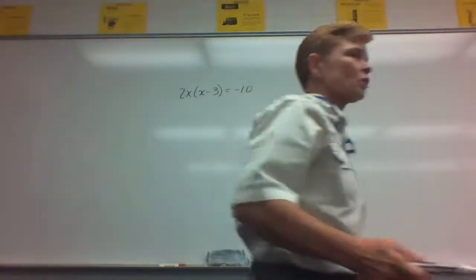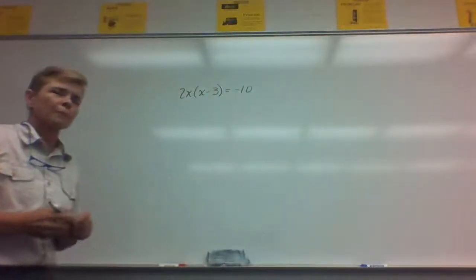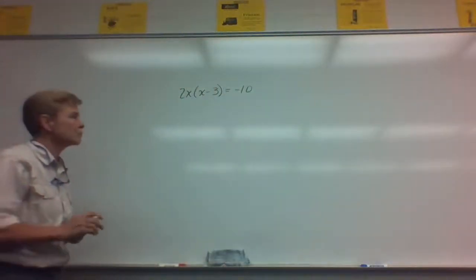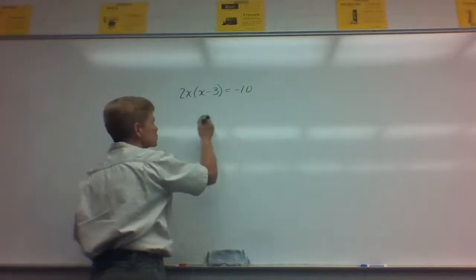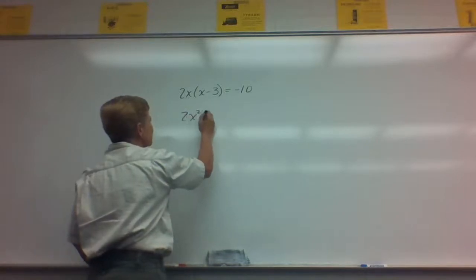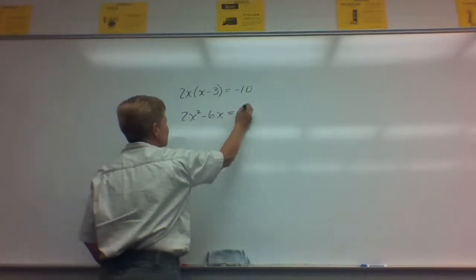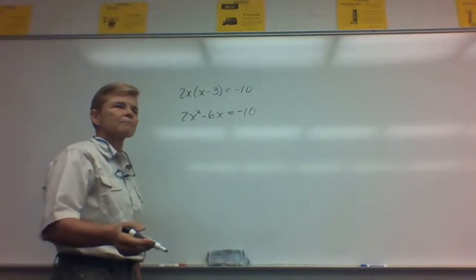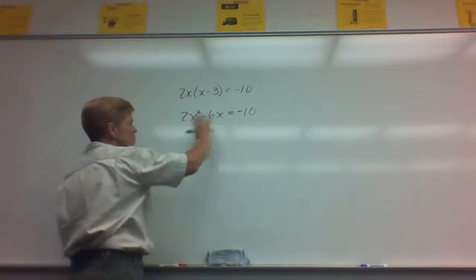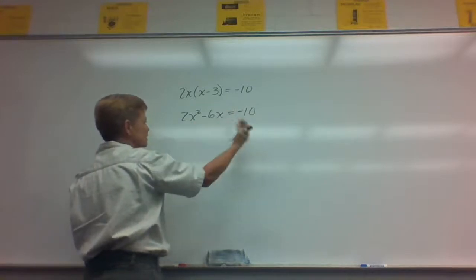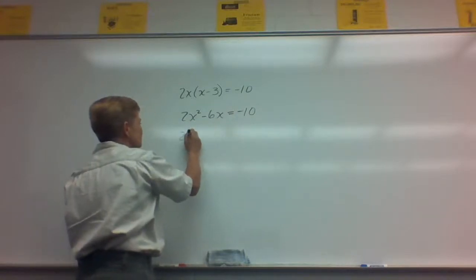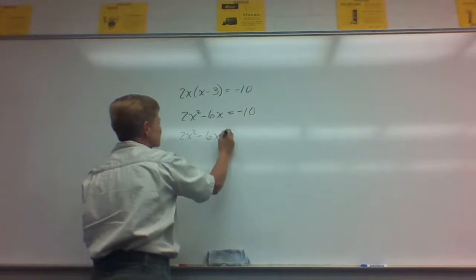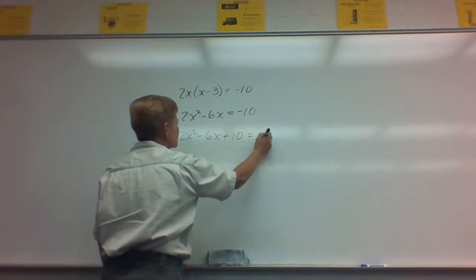This doesn't look like it's quadratic, but it is as soon as you do what? Distribute. Very good. That's how we're going to start this one. We get 2x squared minus 6x equals negative 10. Now it looks an awful lot like the first one I did for you, now that we've distributed. So you observe that this is the positive x squared, so the 10 should come over here. 2x squared minus 6x plus 10 equals 0.